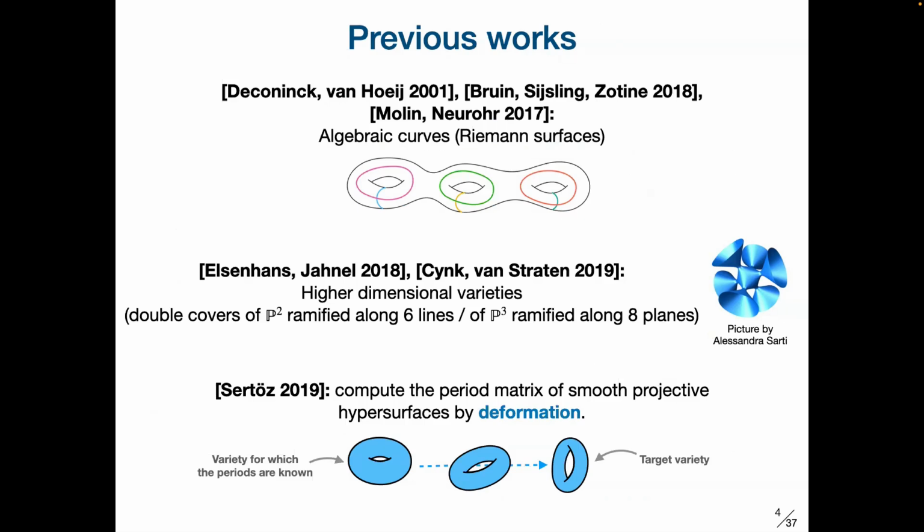The first line of work is the case of algebraic curves, which coincide with Riemann surfaces. And for this, we already had an effective algorithm by De Koninck and Van Hoek from already more than 20 years ago. I will go over this algorithm in greater detail in the next few slides, because it serves as a nice introduction to what I want to present, which is a generalization to higher dimensions.